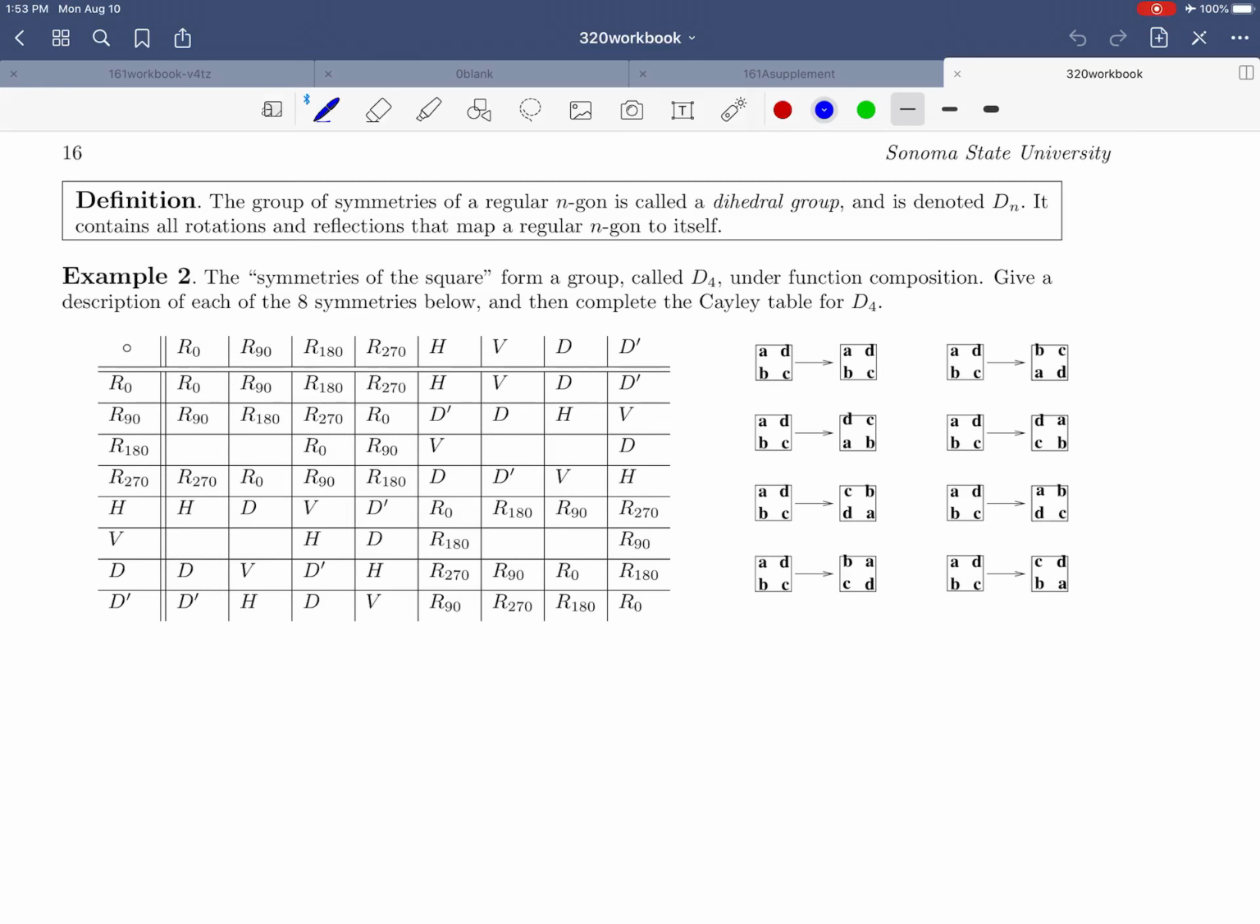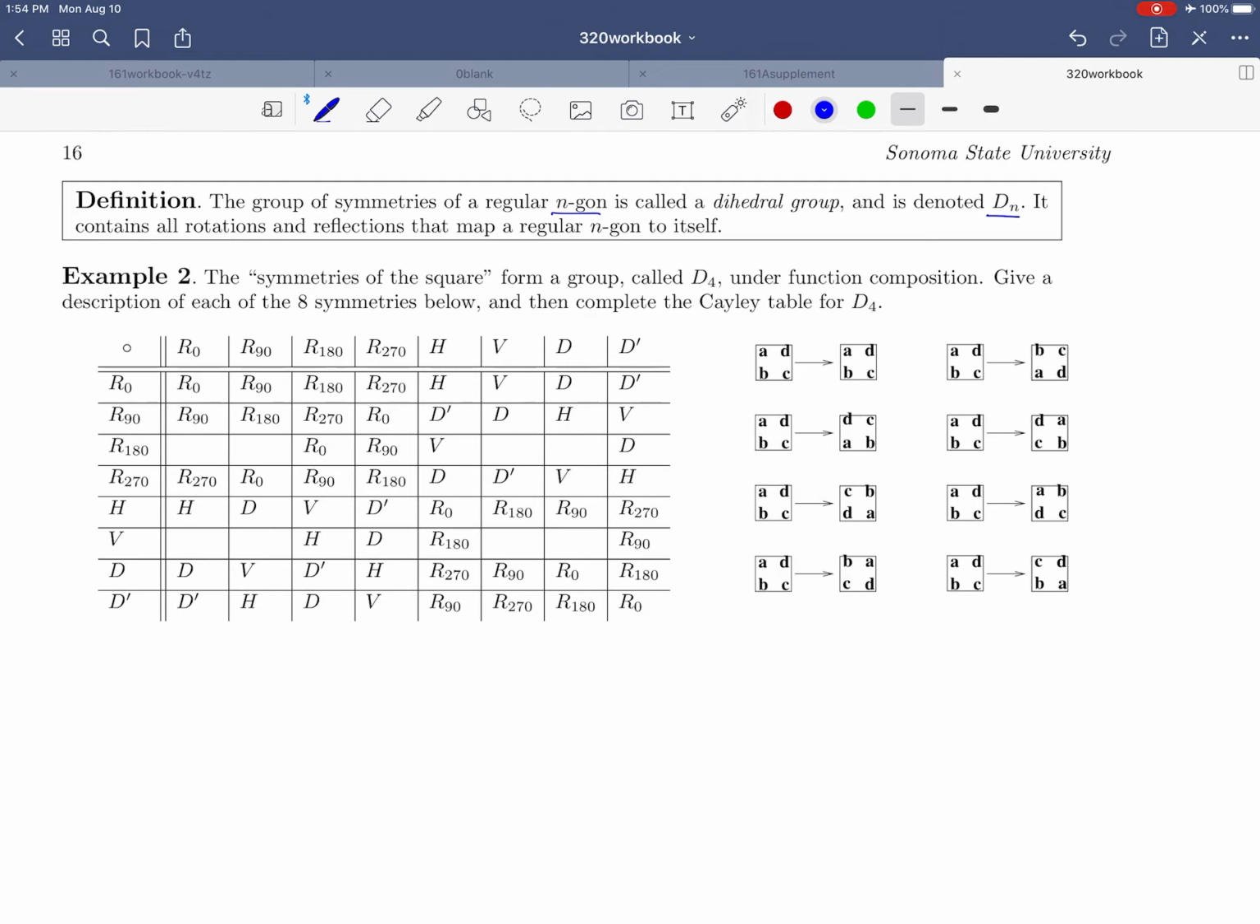In this example, we're going to look at a really interesting group called the group of symmetries of the square. And this group is one example of a bigger set of groups, of the set of all groups of symmetries. And so the definition at the top of the page talks about these groups of symmetries in general. So the group of symmetries of a regular n-gon is called a dihedral group and is denoted by dn, and it contains all rotations and reflections that map a regular n-gon to itself.